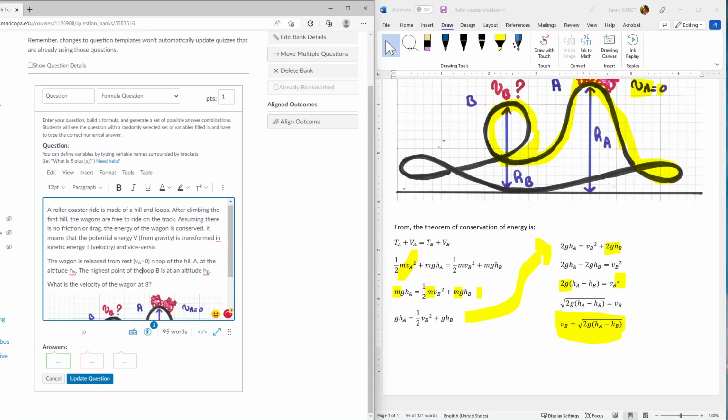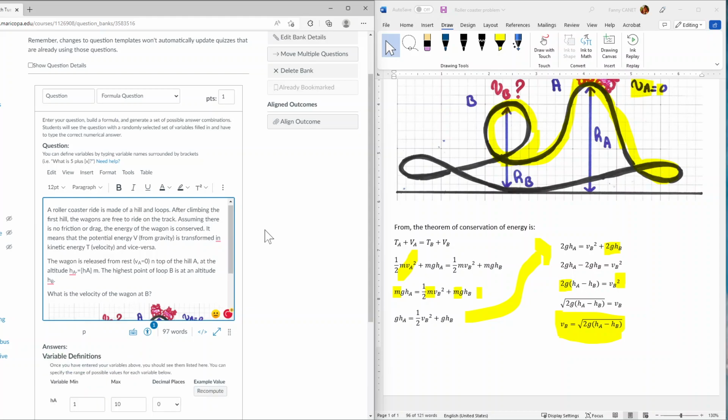Oops. Let's remove this. So they are happy. So here, what is provided is the altitude HA and the altitude HB. So what you will do is add, after HA, equal. I need to remove the points, and bracket, and write HA, and let's put the units meter.